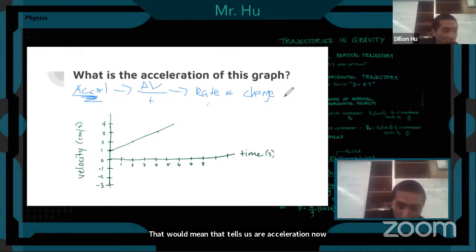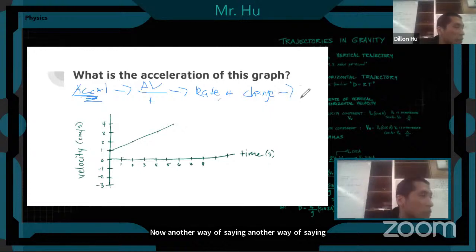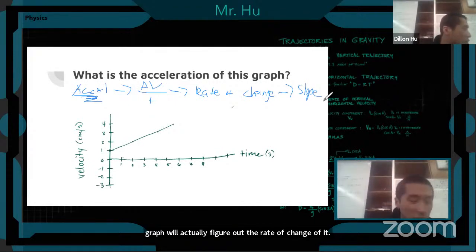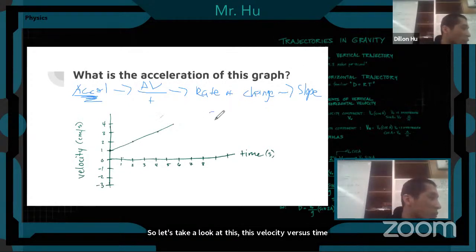Now, another way of saying rate of change is really just saying the slope of something. So if we can figure out the slope of a velocity versus time graph, we'll figure out the rate of change of it. So let's take a look at this velocity versus time graph, and let's take a look at the slope. To find the slope of something, we're going to look at the rise over run.